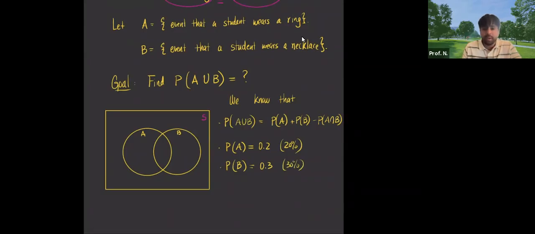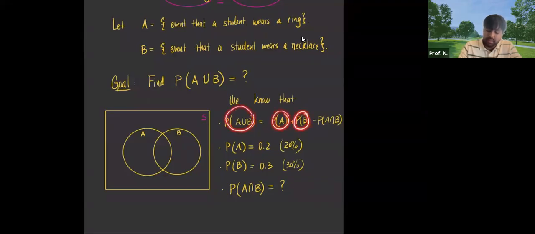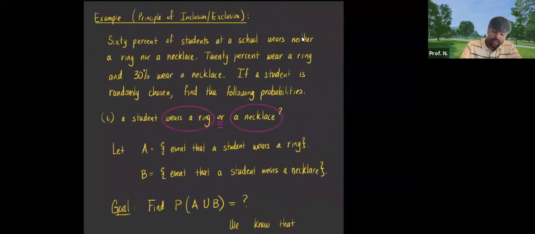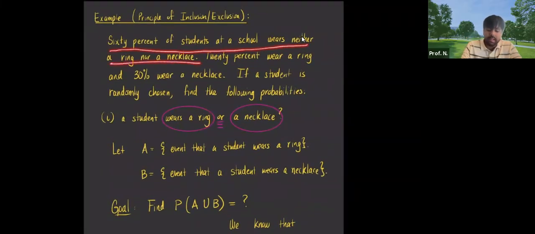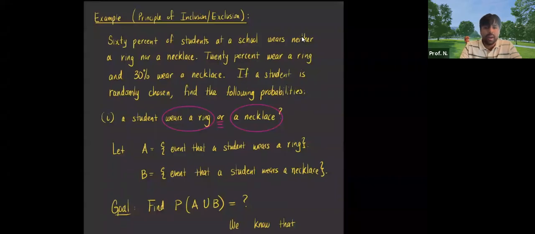So we know this to be true, but what we don't know is the intersection of these happening. We do not know the probability or the percentage of students that wear both a ring and a necklace. So then you may think, wait a minute, I can't solve this because if I know this, and I'm looking for this, I would have to know this. If I don't know this, then I have two variables and one equation, I can't solve it. But if you look at the first sentence, what does it say? 60% of students wear neither a ring nor a necklace.